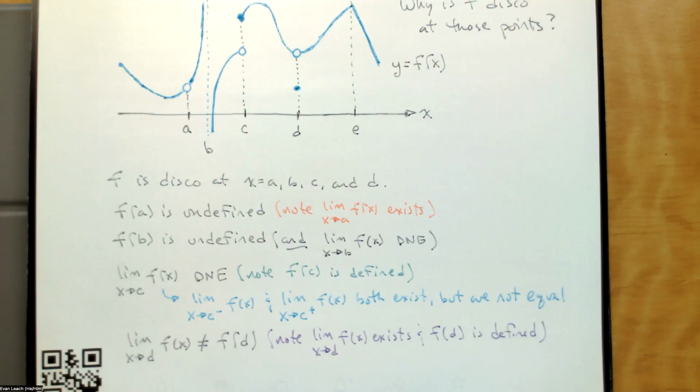The limit exists and the function is defined, but those two are not the same value. Therefore, the function is discontinuous at d. The function is continuous everywhere else. We say that a function is continuous on an interval if it is continuous at every point in that interval. Questions?